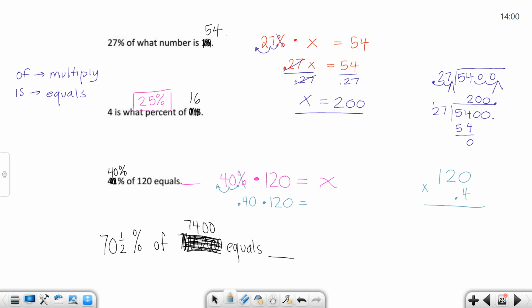So 4/10 is the same thing as 40 hundredths. So those are the same number. So if I multiply this out, I'm going to get 0, 8, 4, and I'm going to move my decimal place one place. So I'm going to get the answer 48.